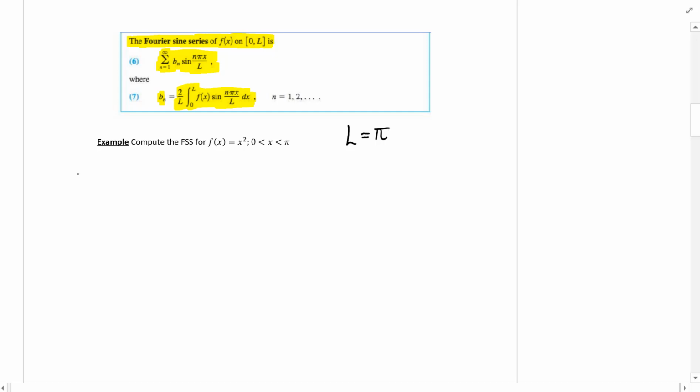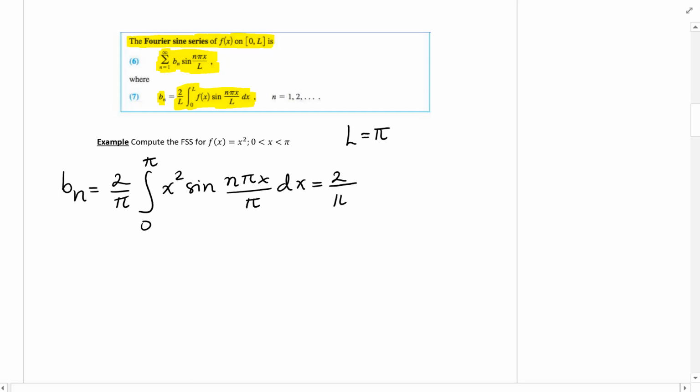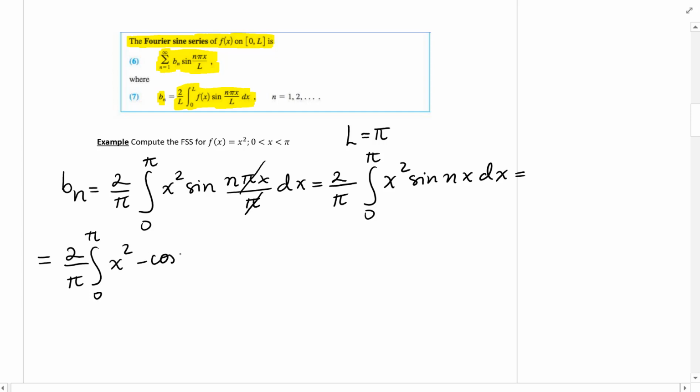So let's say b sub n is equal to 2 over pi, integral from 0 to pi, f of x, so x squared, sine of n pi x over pi dx. So this really quickly is 2 over pi, integral from 0 to pi of x squared. The pi cancels, sine of nx. And this is a problem that we should solve using integration by parts. So we have 2 over pi, integral from 0 to pi of x squared times negative cosine of nx over n prime dx.